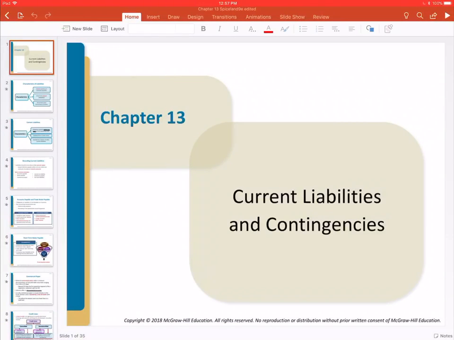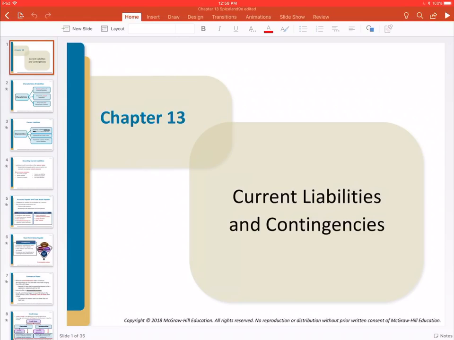So in Chapter 13, the focus is on current liabilities and contingencies. And so we're shifting from Intermediate 1 to the other parts of the balance sheet, where we focus on liabilities and equity here in Intermediate 2. What I plan to do with these little videos is walk through a few of the more difficult transactions.